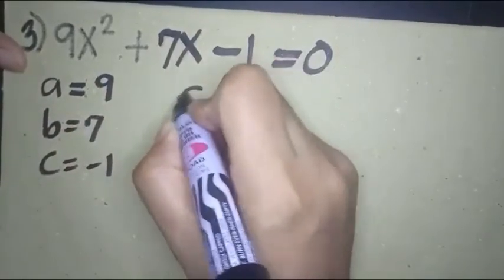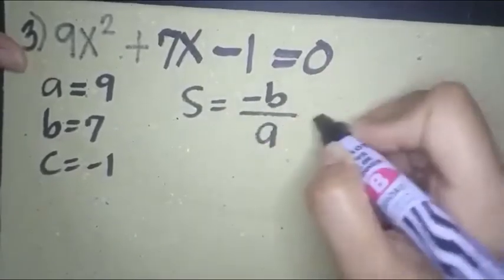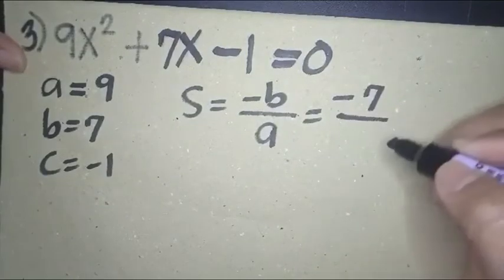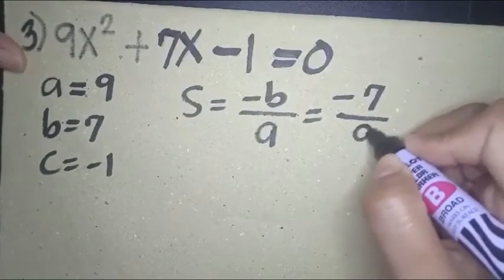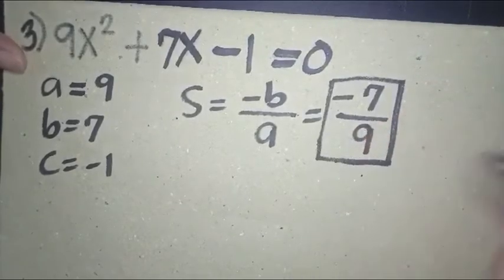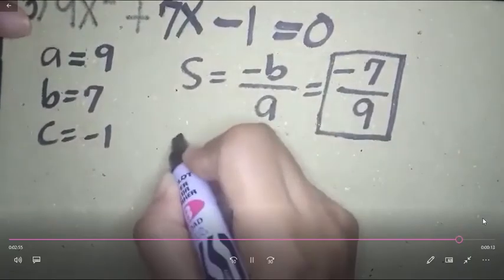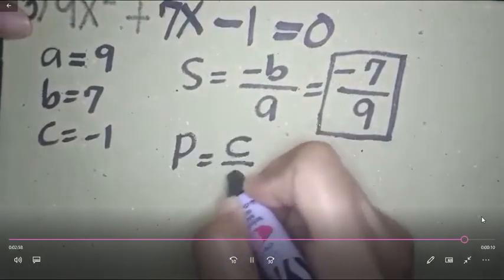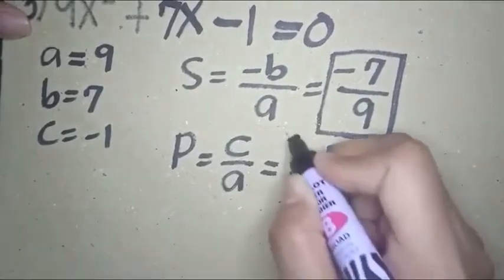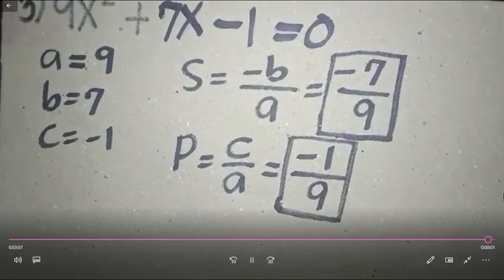So, again, our sum is negative b over a. So we have negative of positive 7. So we have negative 7 over a, which is 9. So the sum of the roots of our quadratic equation is negative 7 over 9. While for the product, we have c over a. So our c is negative 1 and our a is 9. So our product is negative 1/9. Okay?